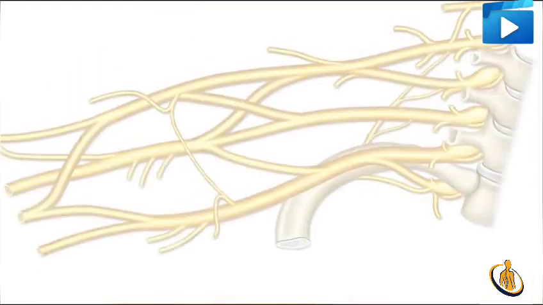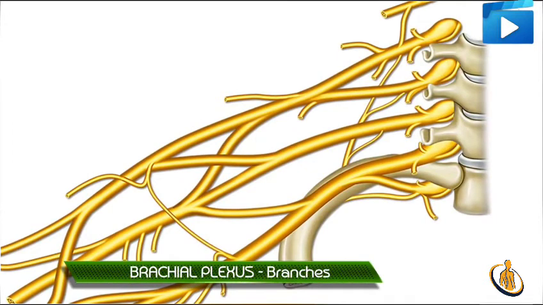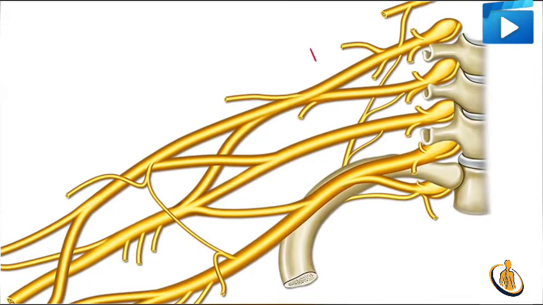And next, what are the branches which are given off by this plexus? First, branches from the roots.